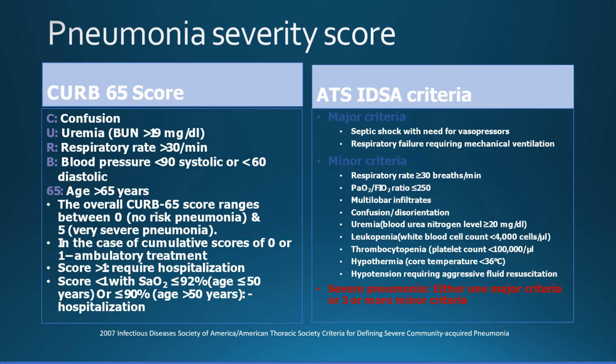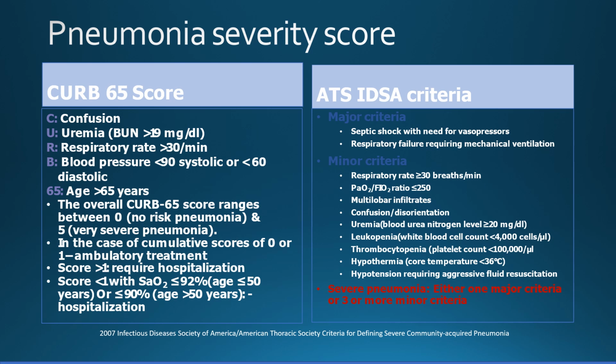What does this pneumonia severity score tell us? The CURB-65 score and ATS/IDSA criteria tell us about it. CURB-65 stands for confusion, uremia, respiratory rate, blood pressure, and age. Age more than 65 years, blood pressure less than 90 systolic or less than 60 diastolic, respiratory rate more than 30 per minute, uremia, that is blood urea nitrogen more than 19 mg per deciliter. The overall CURB-65 score ranges between 0 and 5.